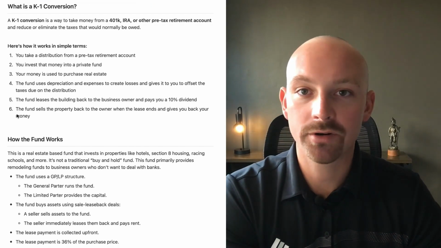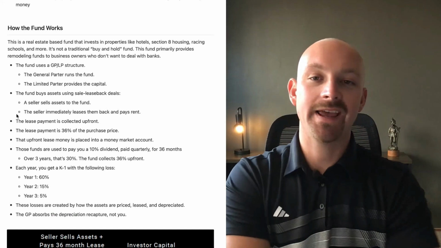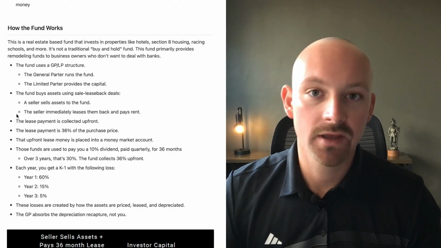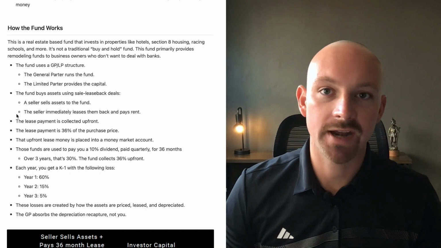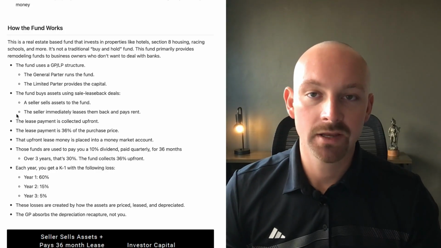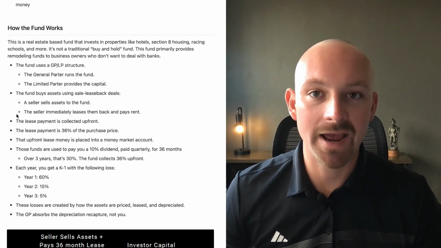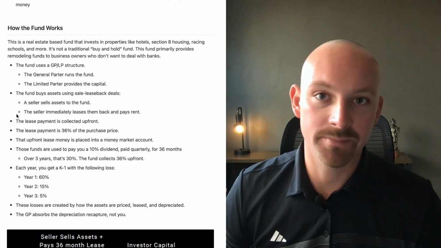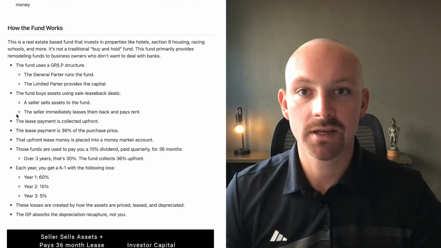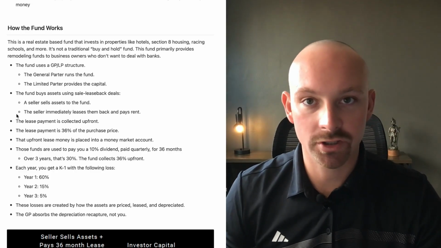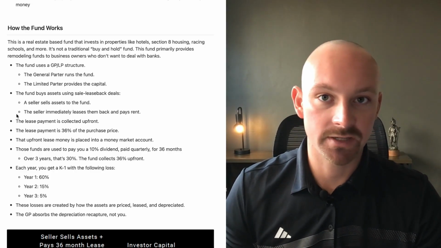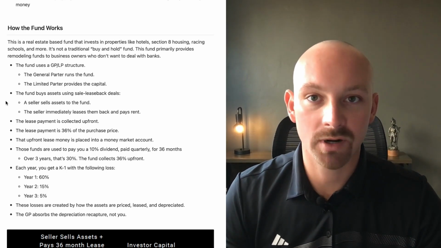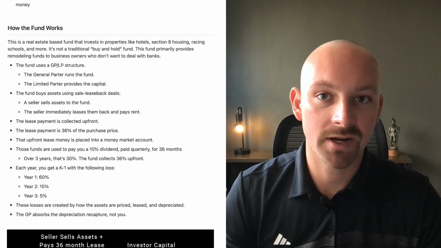Now, let's walk through the fund and how it works and kind of the mechanics that go behind it. So, like I said, this is a real estate-based fund. They buy things like hotels, Section 8 housing, racing schools, etc. Now, it's not a traditional buy and hold fund. This fund primarily provides remodeling funds to business owners who don't want to deal with banks. It uses a GP-LP structure, which, if you don't know, GP stands for general partner, LP stands for limited partner. Now, the general partner runs the fund. The limited partner provides the capital.